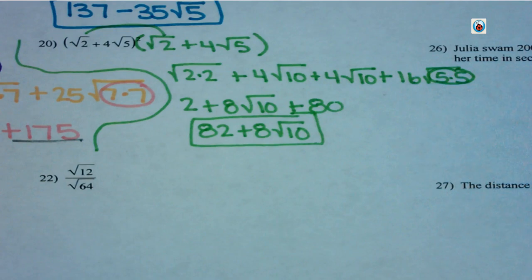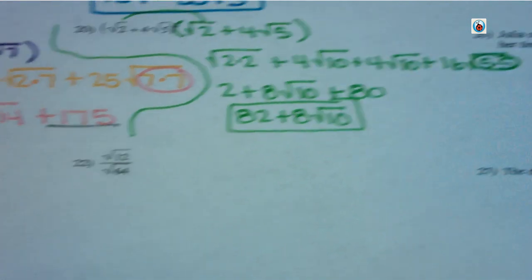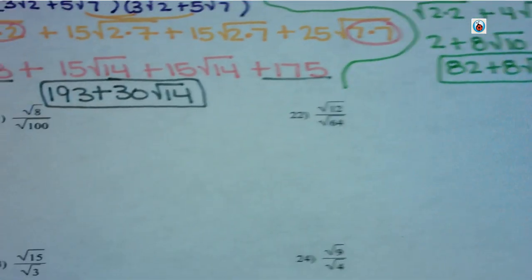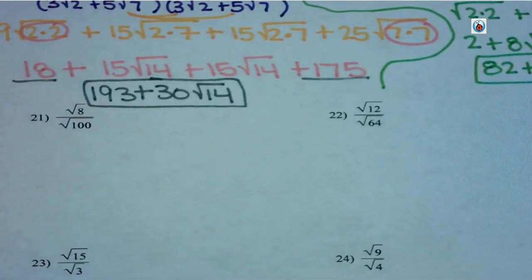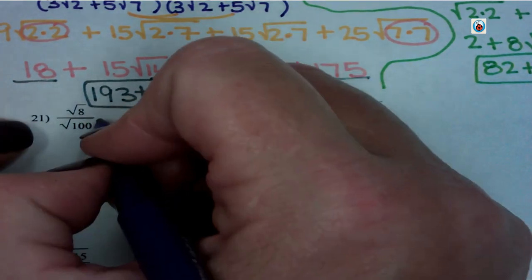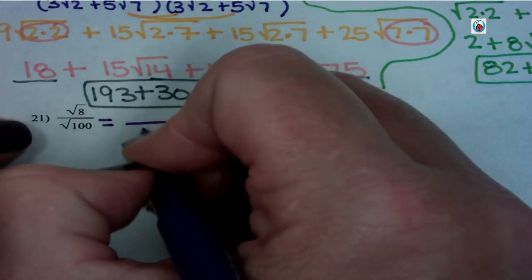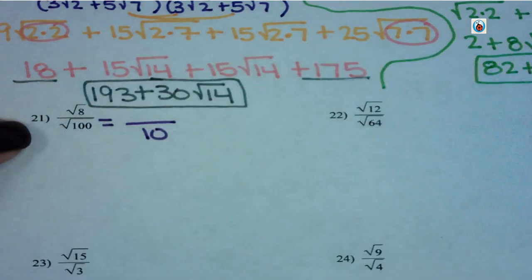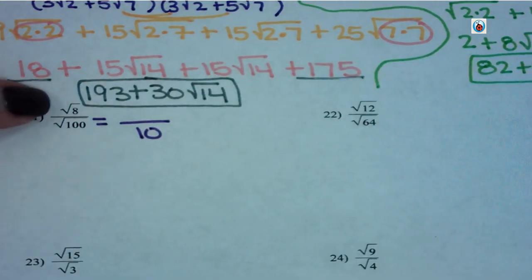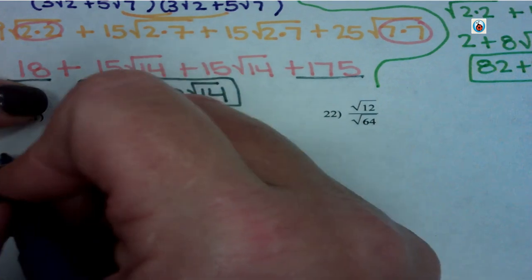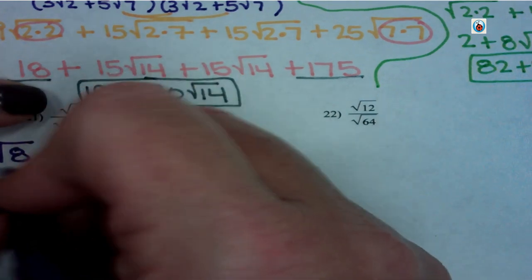Okay, so now we're going to do some division of radicals. So with division of radicals, I always say the first thing you should do is to look to see if your denominator is a perfect square. Well, 100 is a perfect square. 100 is 10 times 10, so the square root of 100 is 10. The numerator, 8, is not a perfect square, so I'm going to have to break down 8.